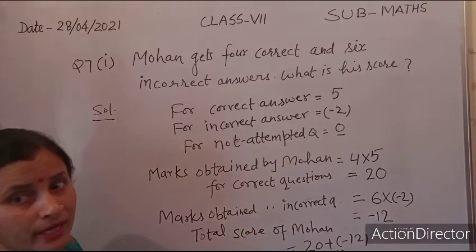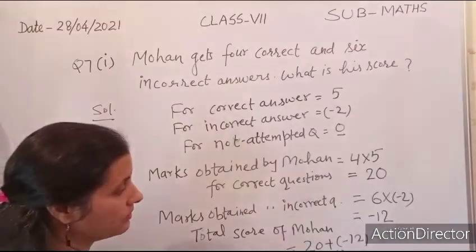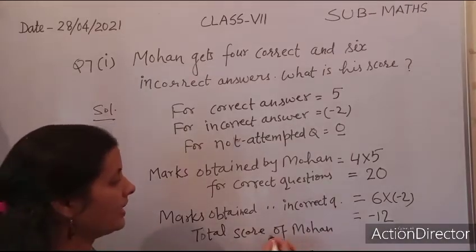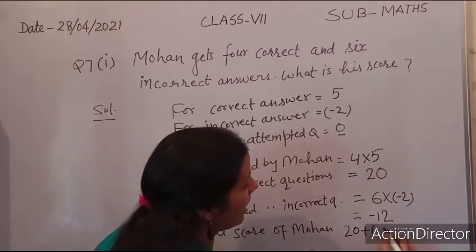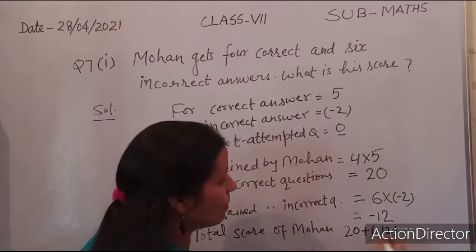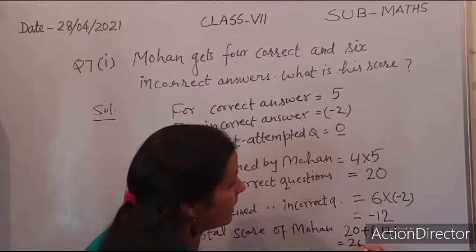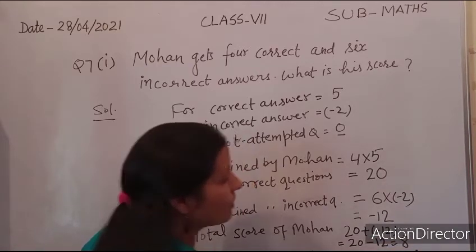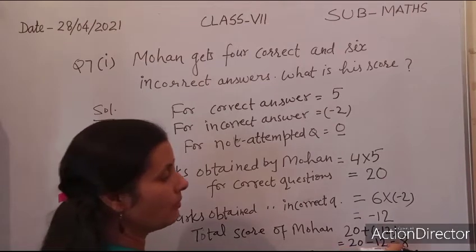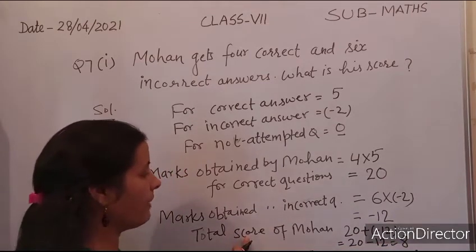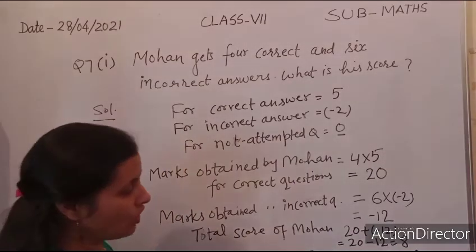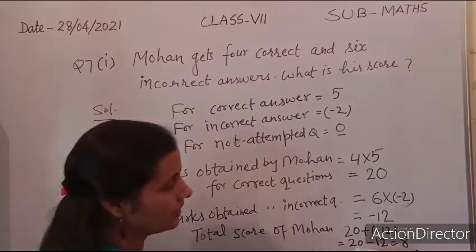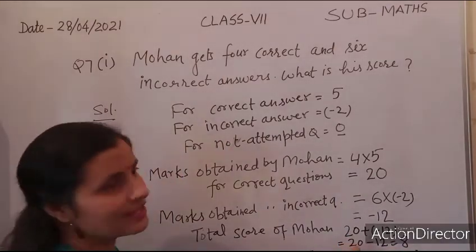I hope you all understand. Total score of Mohan will be 20 plus minus 12. When we open this bracket, it becomes 20 minus 12. Subtract 12 from 20, it becomes 8. So total marks obtained by Mohan will be 8. I have written it again in this way because it was not visible before. I hope you understand this problem.